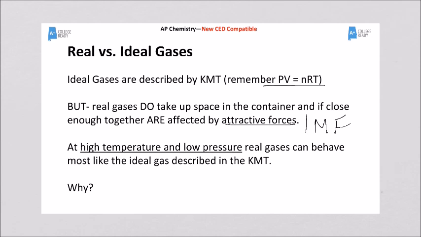So why these two scenarios? And you do need to know those two. What is it about high temperature? Well, at high temperature, that indicates high average kinetic energy, which means the gas molecules are moving around really fast. If they're moving really fast, even if they're polar molecules, they're going to have so much energy that those attractive forces aren't going to be important.